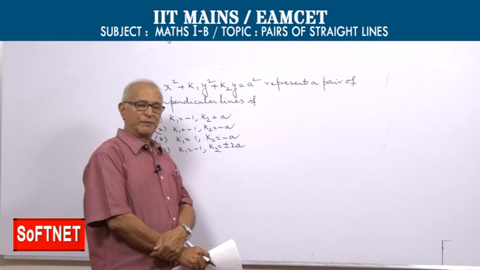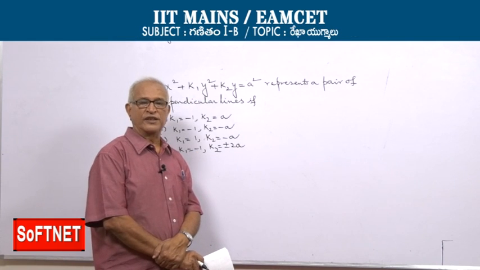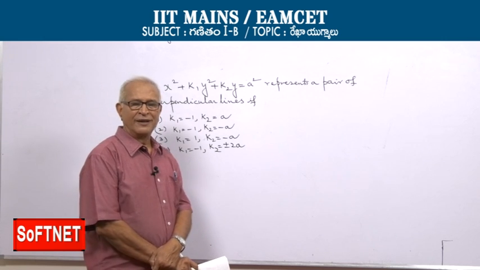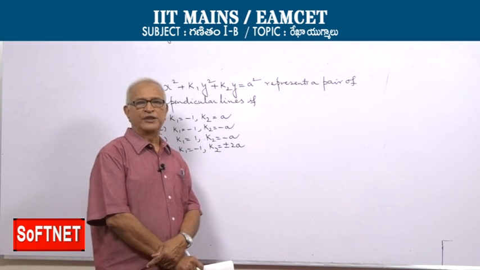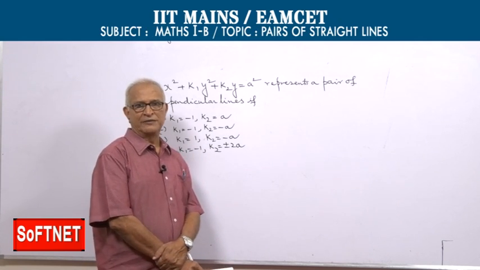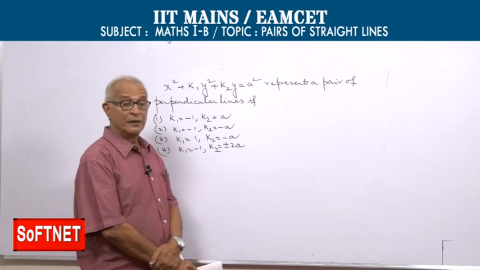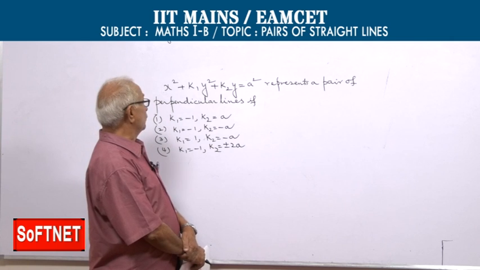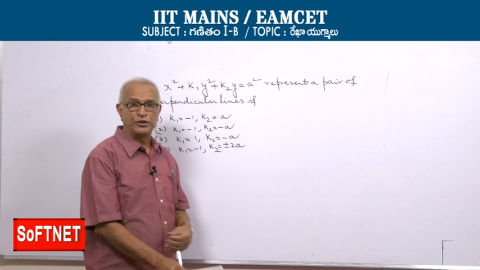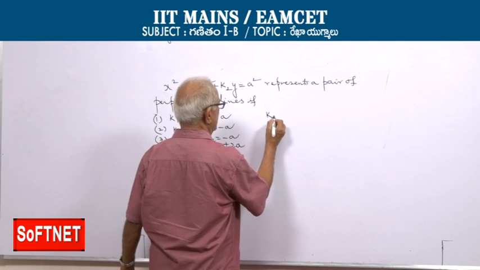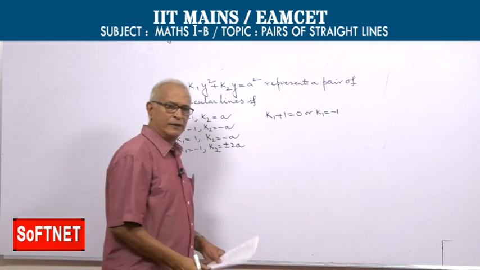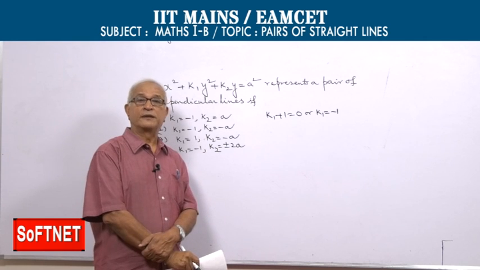Well, one method is, this is not a homogeneous equation. This is a general equation of second degree in x and y with some of the coefficients 0. So you can apply the condition that the determinant with rows a h g, h b f, g f c equal to 0, and find the values of K1 and K2. For example, for determining K1, you don't require that, because the lines are perpendicular, the sum of the coefficients of x square and y square is 0. That means K1 plus 1 is 0, or K1 equal to minus 1. So after you get K1 equal to minus 1, for determining K2, you can apply that determinant equal to 0.